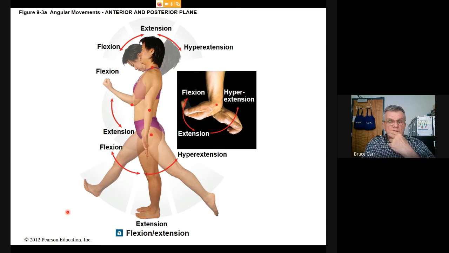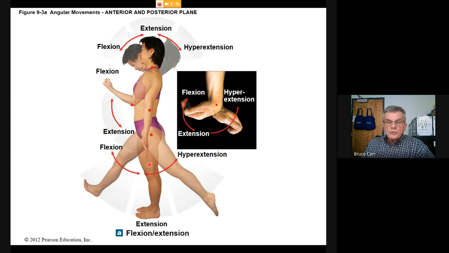Let's talk about the movements first. This particular figure presents a lateral view of a human figure and defines the angular movements around the joint in the anterior and posterior plane. So in this figure, left to right on the body, anterior and posterior. When we talk about movement, we are using the spot to identify the joint. So this spot is right over the hip joint, the head of the femur in the acetabulum of the coxal bone, and this shows the rotation around that point.